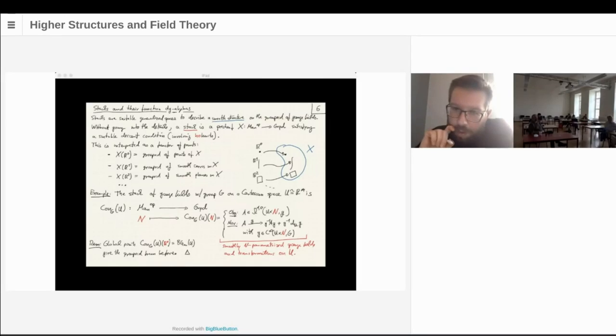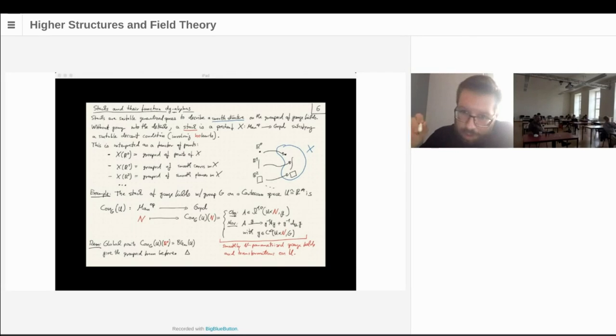Now, without going into the details, a stack you should think of in its functor of points perspective. A stack you describe by a presheaf with values in groupoids. So it goes from manifolds to groupoids. And it satisfies a suitable descent condition, which is derived in the sense that it has homotopy limits involved. Independently of how to define that precisely, you should think of this presheaf as a functor of points. So the points of the field space of gauge theories are a groupoid.